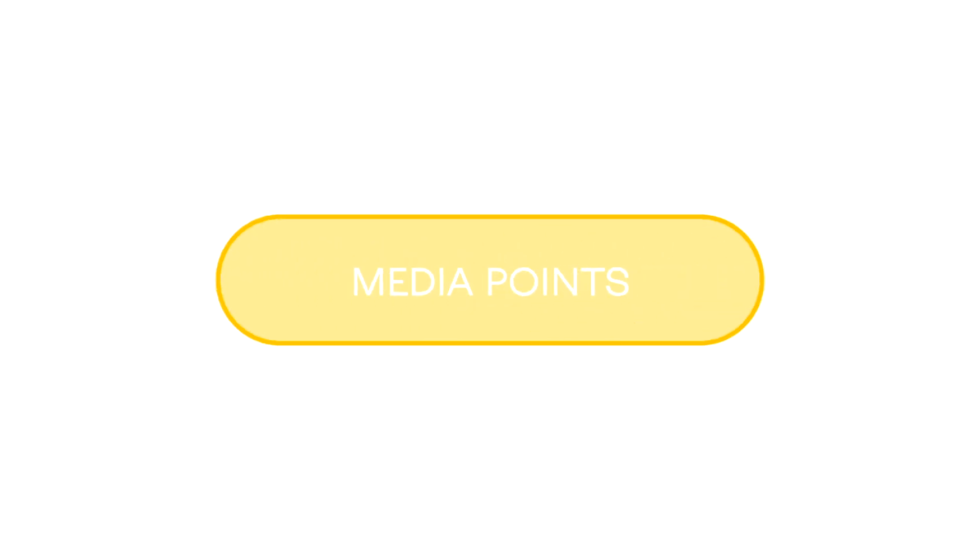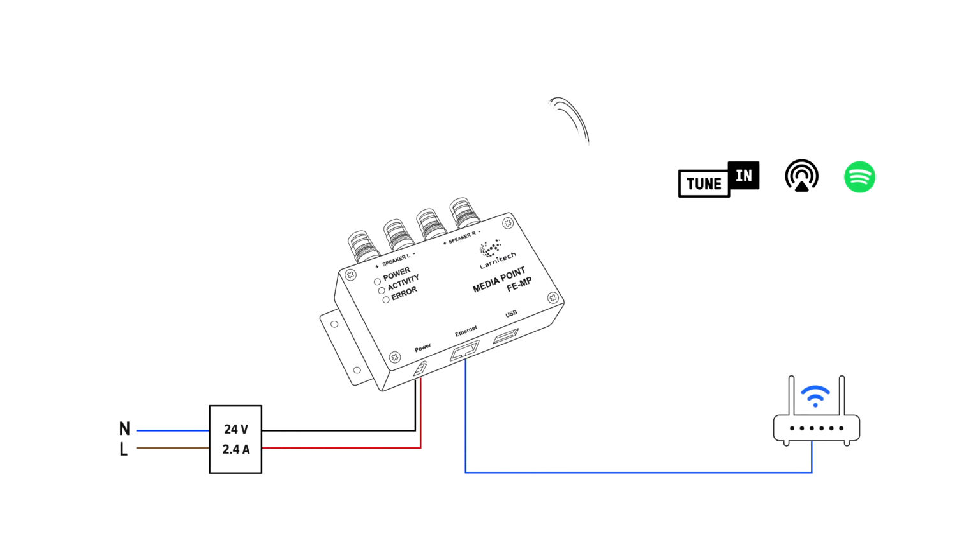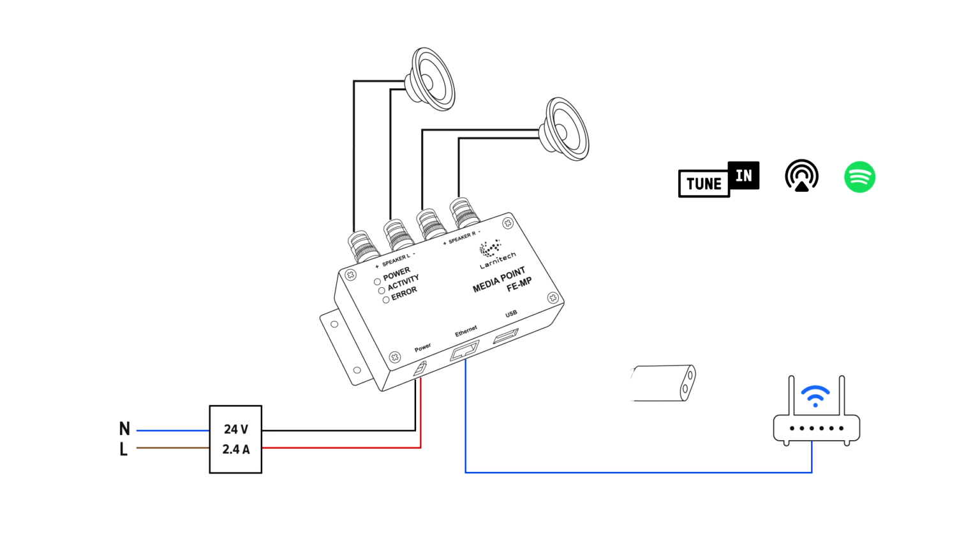Media points. The MediaPoint FEMP can play content from the home media library, internet radio, TuneIn, Spotify, or audio from a smartphone using AirPlay technology. The MediaPoint connects to a 24-volt power source, the local network, and 2 speakers. The USB port allows connecting an analog or optical audio signal converter for both input and output. The MediaPoint and power supply can be installed in the ceiling space near the speakers.